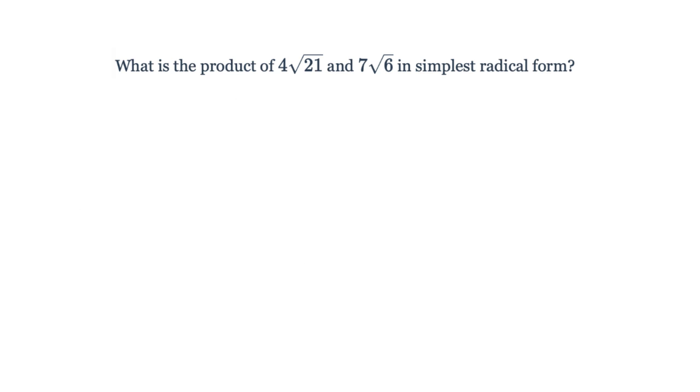All right, we are all done with the special right triangles. Now we're just going to be simplifying radical expressions. This one says, what's the product of 4 times the square root of 21 and 7 times the square root of 6 in simplest radical form?